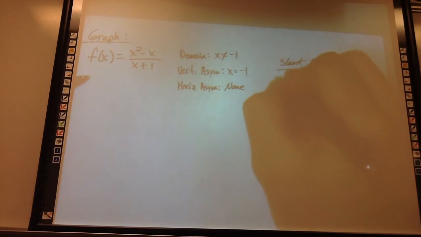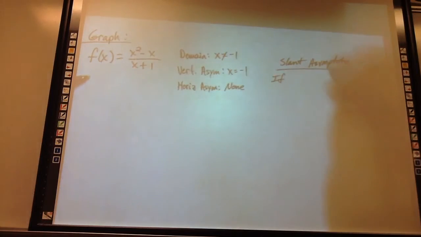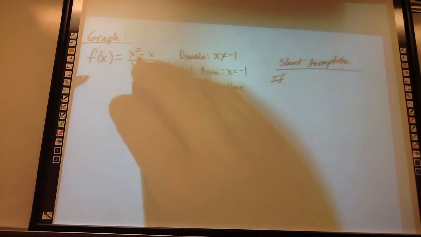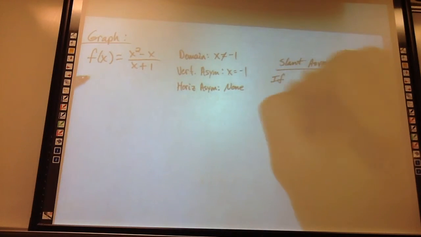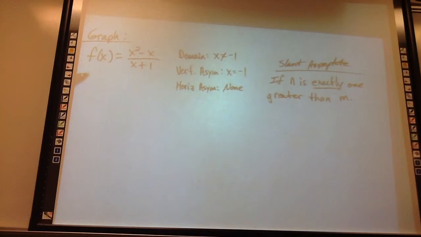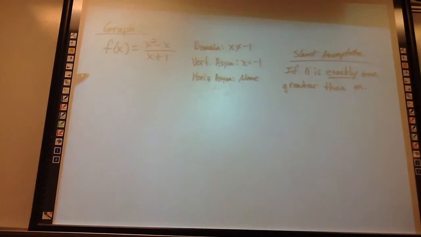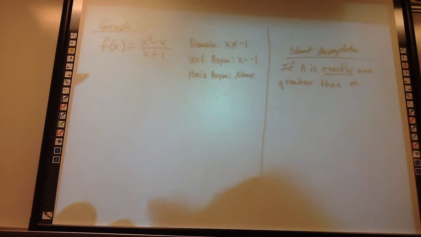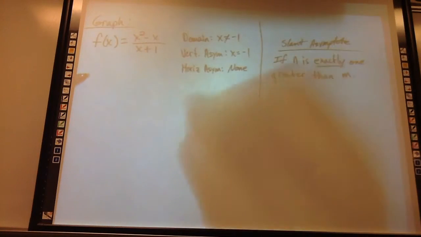Remember when we were using n and m? The n is the power on top, m is the power on bottom. So if n is exactly 1 greater than m, then we have a slant asymptote. Slant means it's just slanty. It could be up or down.